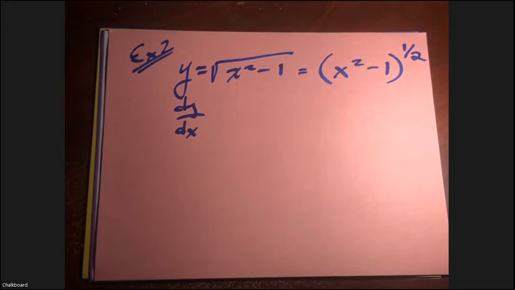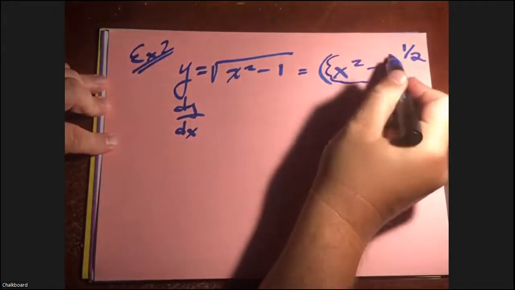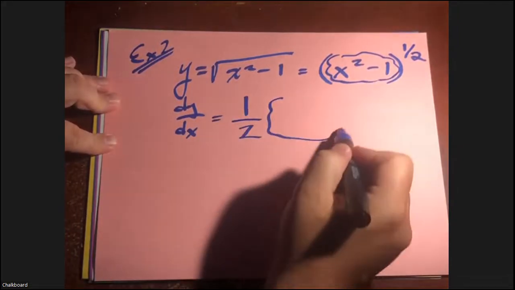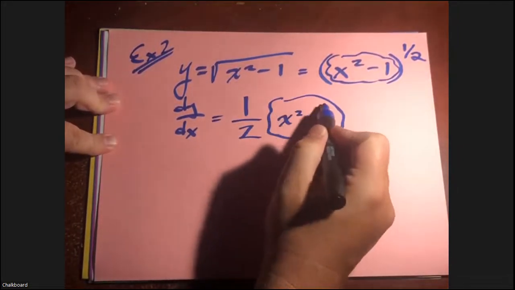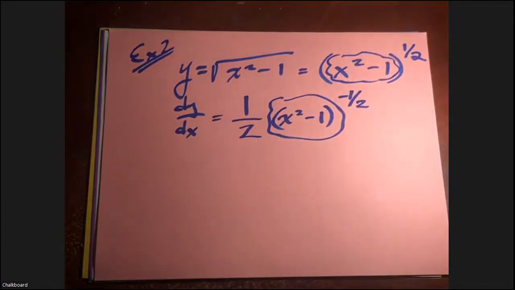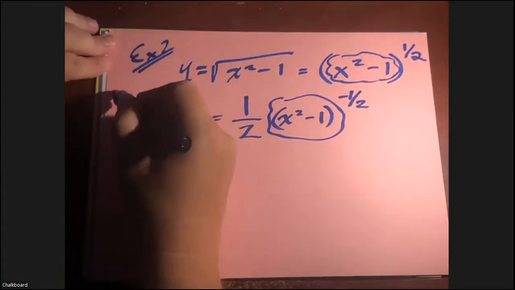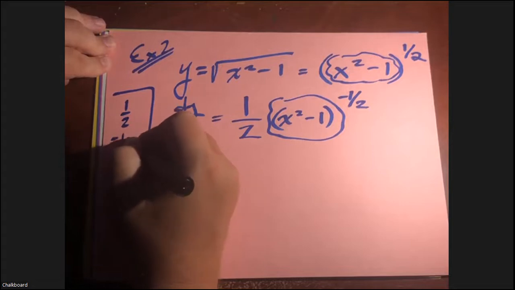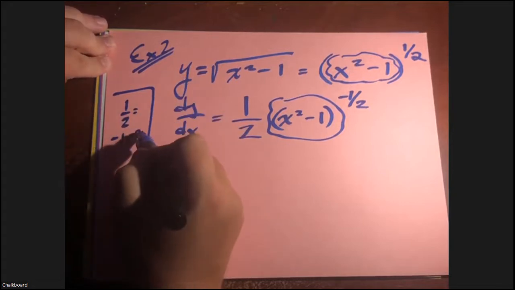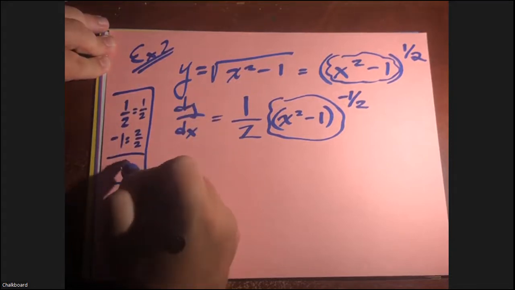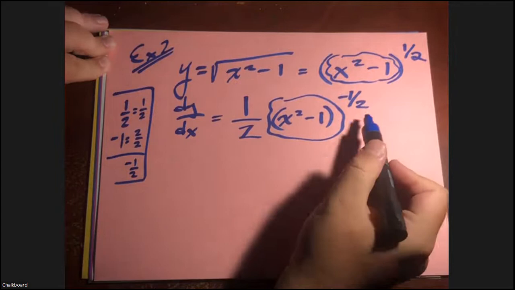So here's what I'm going to do. I'm going to act like it's the cloud to the 1/2. If it was cloud to the 1/2, then the derivative would be 1/2 of that cloud to the power negative 1/2. And that negative 1/2 is up there because it's 1/2 minus 1. Let's do that real quick on the side. What is 1/2 minus 1? Well, remember, 1 is the same as 2 over 2. So 1 minus 2 is negative 1. That's why it's negative 1/2.